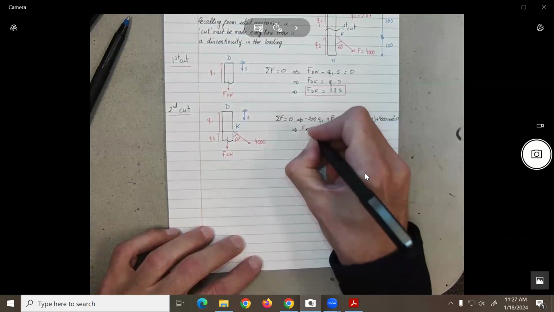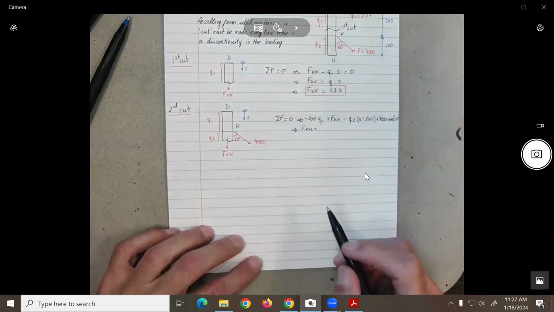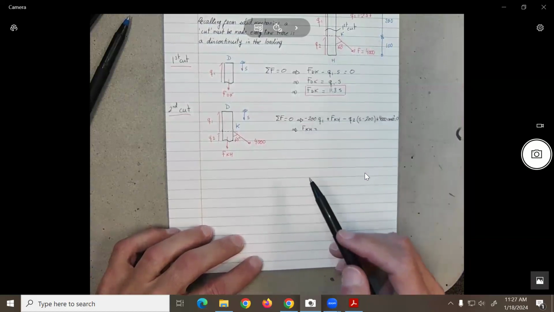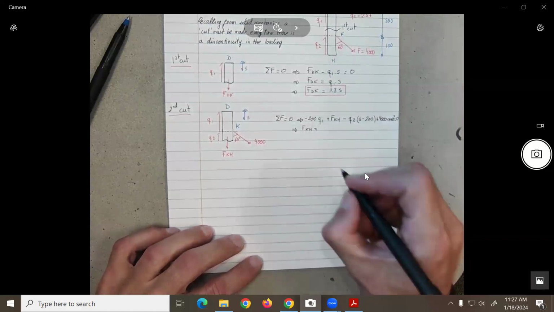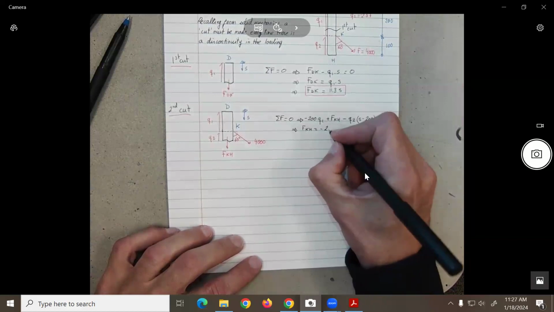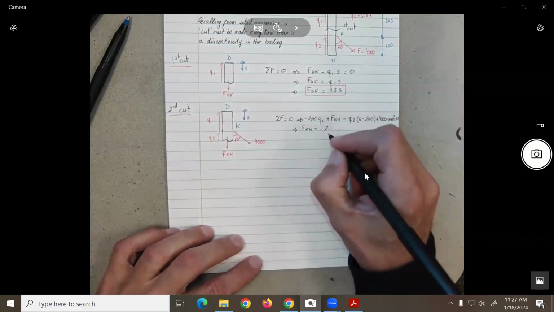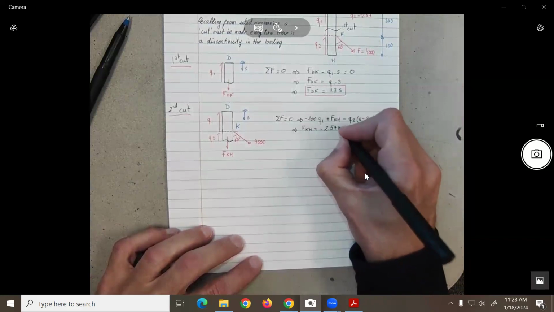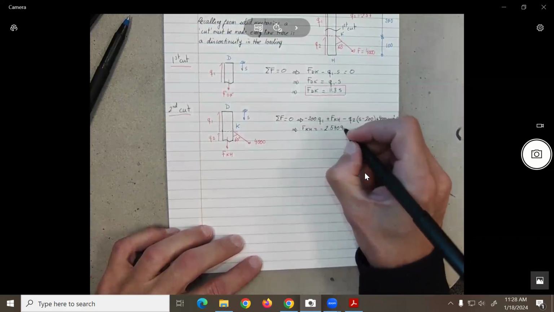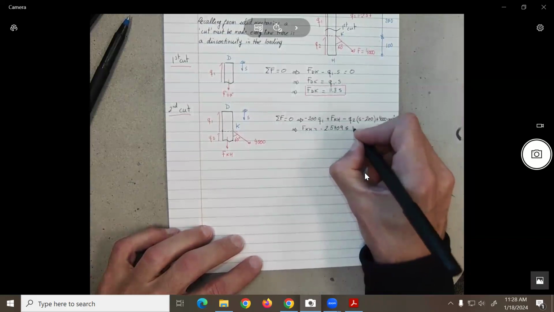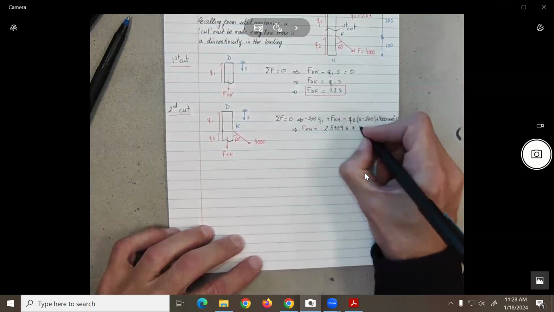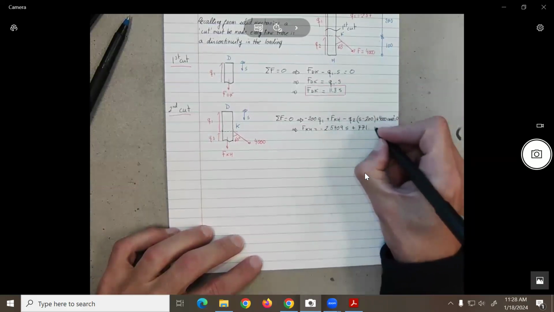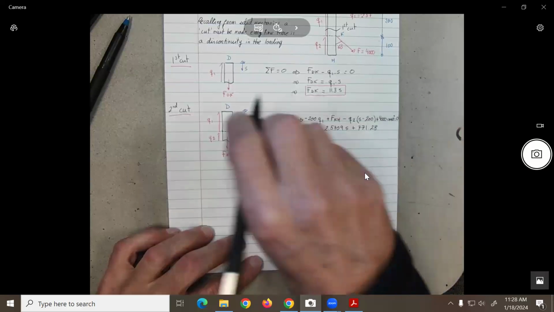So now, if you substitute the Q1 by 11.3 and the Q2 by negative 2.57, you should get the equation: minus 2.5709 S plus 771.28.